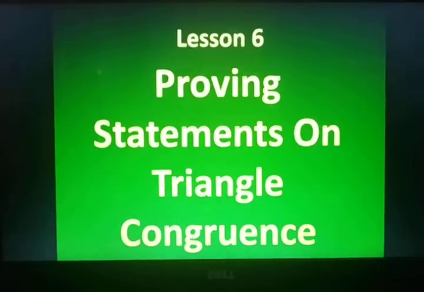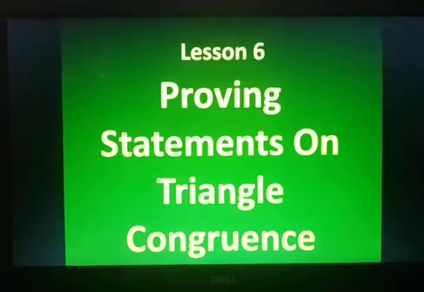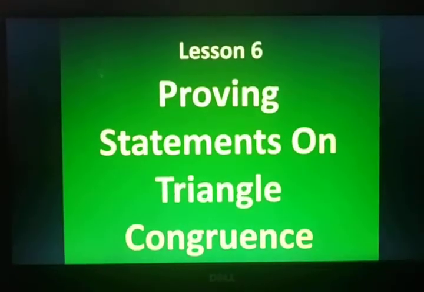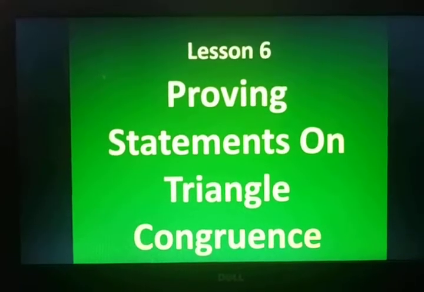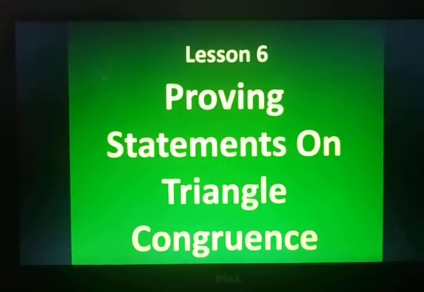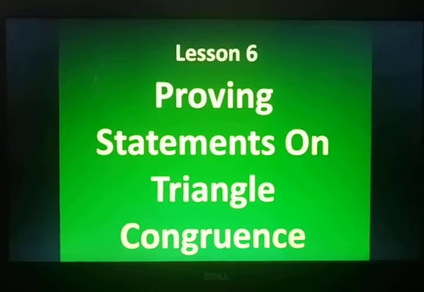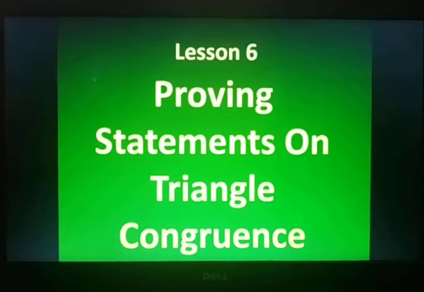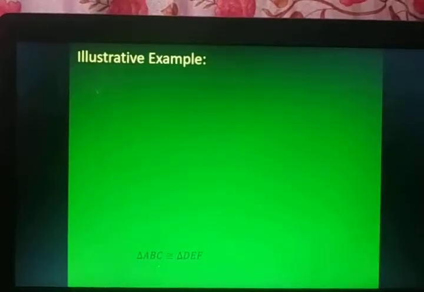These are some of the postulates that we have discussed, which tell us that two triangles are congruent or equal. Let me remind you that we will use these three postulates to prove that triangles are congruent or equal. If they have corresponding parts, it means that they are congruent or equal. Okay, let's go directly to the illustrative examples.